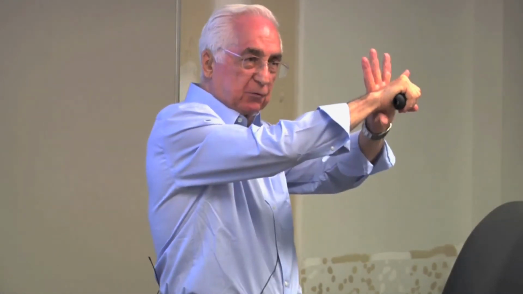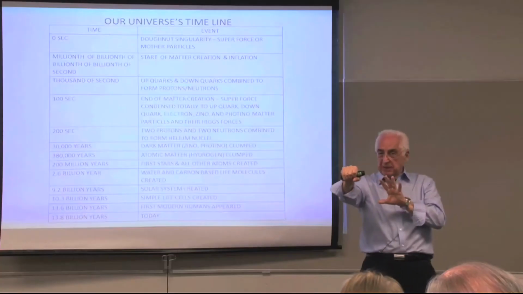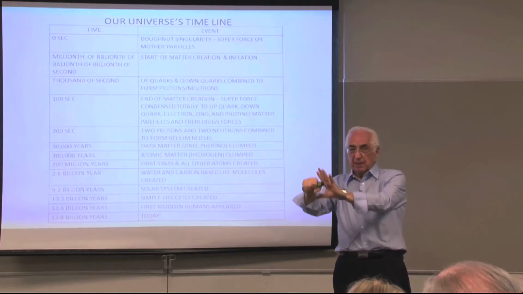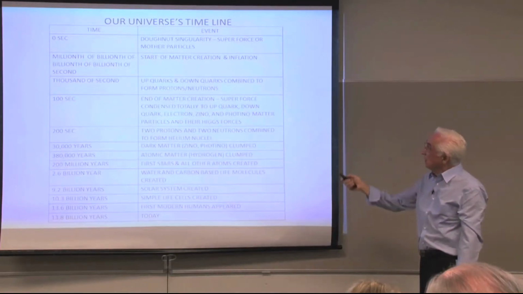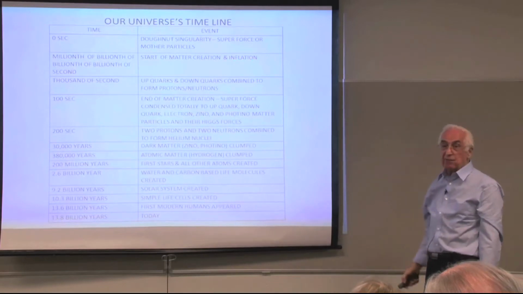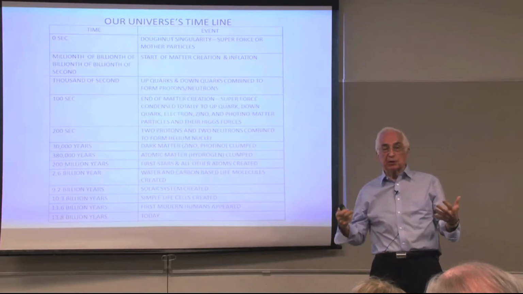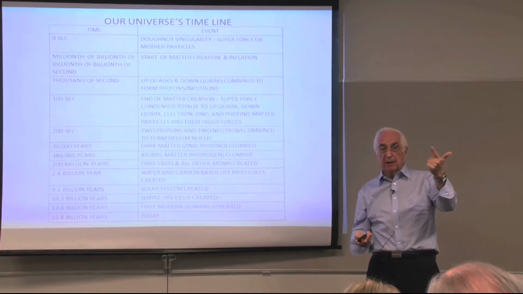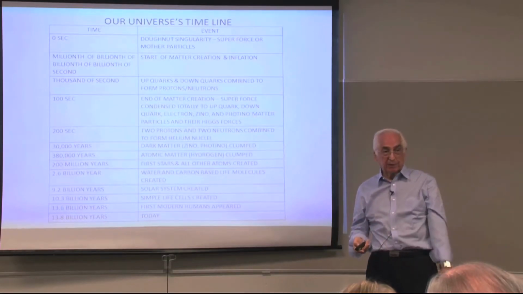The superforce began condensing into up quark matter particles and their Higgs forces, into down quark matter particles and their Higgs forces, into electron matter particles and their Higgs forces, into xeno matter particles and their Higgs forces, and into photino matter particles and their Higgs forces. And at that time, inflation occurred. Inflation is the exponential increase in the size of our universe in the first millionth of a billionth of a billionth of a billionth of a second.